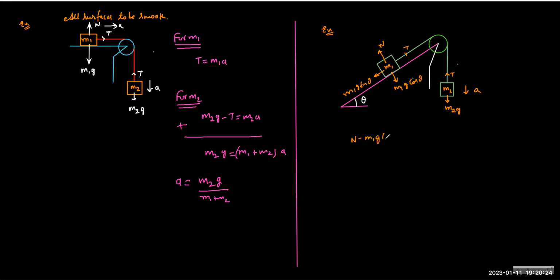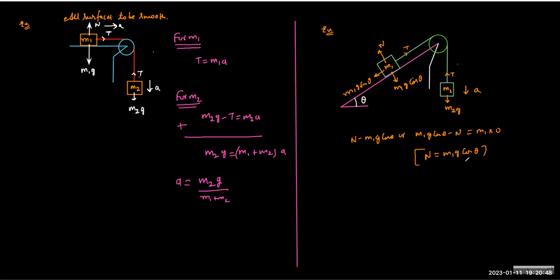Or you can say M1 g cos theta minus N equals mass into acceleration, which is 0 in both cases, right? Because it is neither going up nor going down, so the acceleration is 0. Because of that, for static equilibrium, the forces are simply balanced.